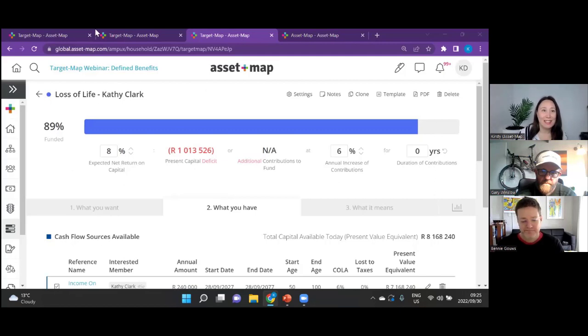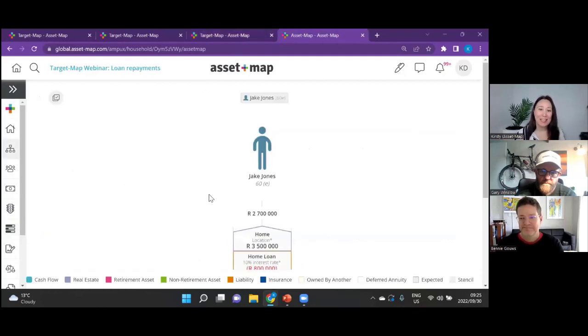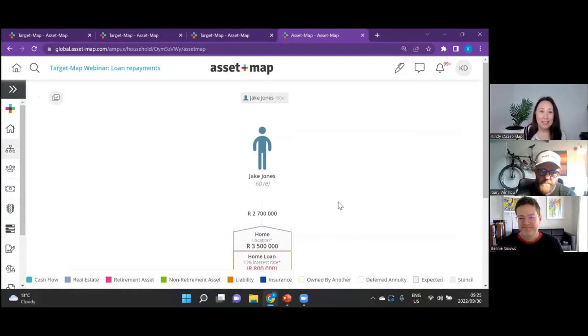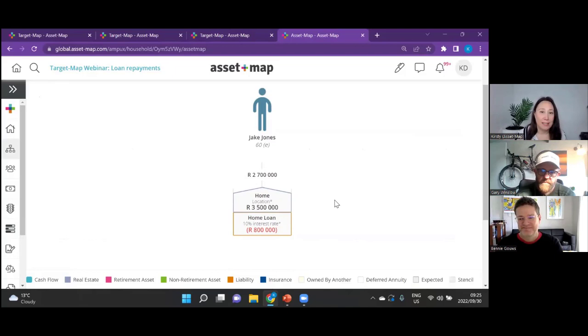All right, then let's go to the last example. This one I've kept really simple, and I wanted to illustrate custom target maps here, because a lot of clients ask us, clients have loans and they want to pay them off over different periods. What does that look like for the clients, and how do we illustrate that in target maps?